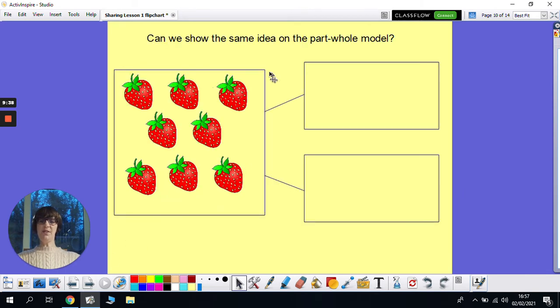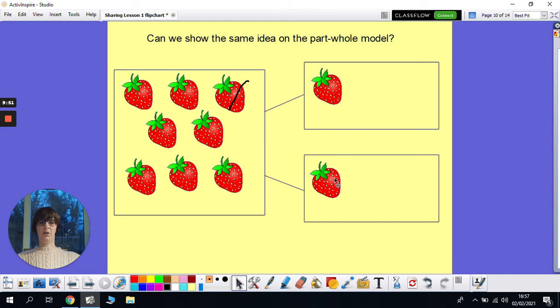So can we show this same idea on this part whole model? I'm going to put 1 strawberry over here and then I'm going to tick off that I've done that. So I know I've shared that strawberry. I'll put 1 over here and tick off that strawberry.